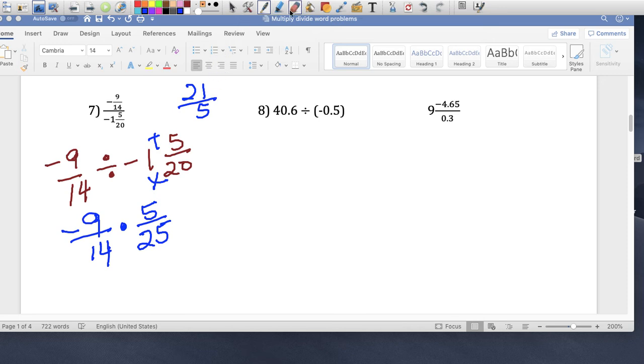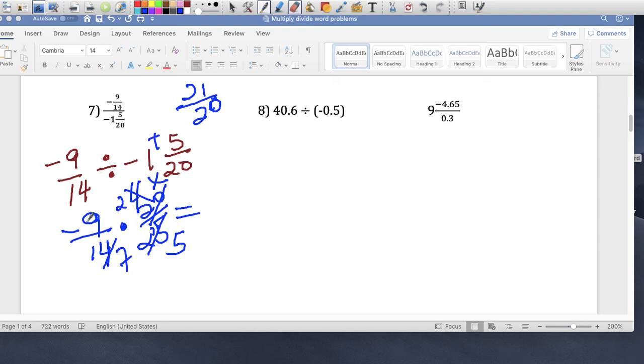21, and I'm sorry, here's my mistake. First of all, it's 21 over 20. So over here, it's not 5, but it's going to be 20. So we can simplify. Let's see, we can simplify these two. So if I divide 20 divided by 5 is 4. 5 divided by 5 is 1. I can now divide the 4 and the 9. 4 divided by 2 is 2, and 14 divided by 2 is 7.